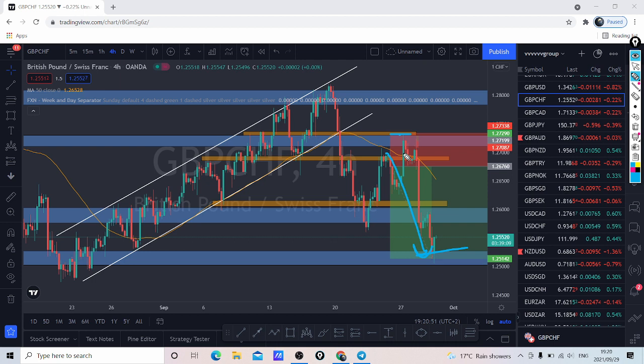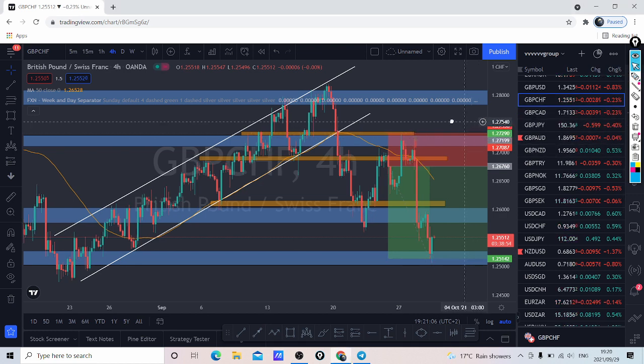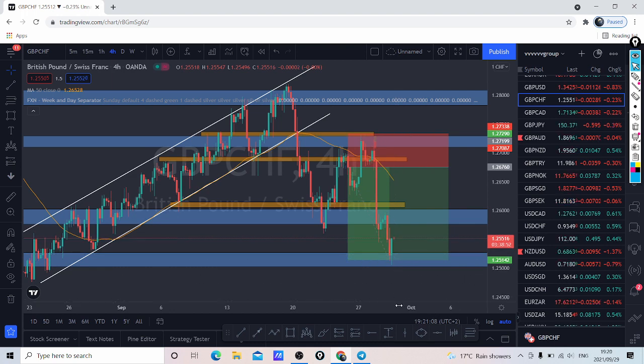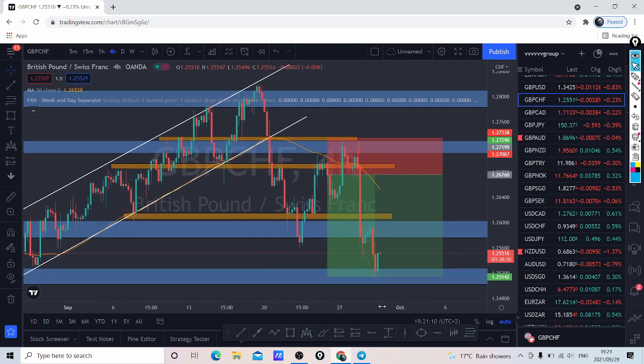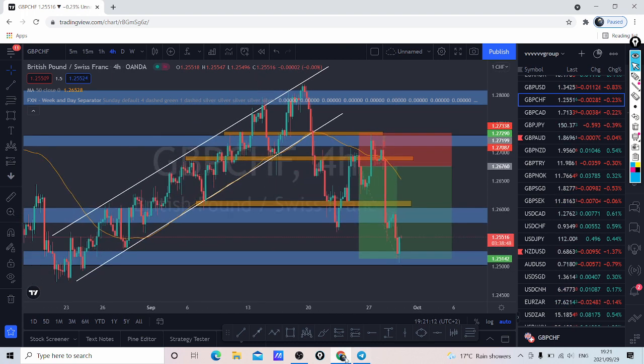If we were using a broker that offers a big spread, I'm pretty sure you would have been taken out on this trade. But if you are using a broker like Pepperstone or ICMarkets, those are the ones that I really trust when it comes to small, tight spreads. So that was the GBP analysis.